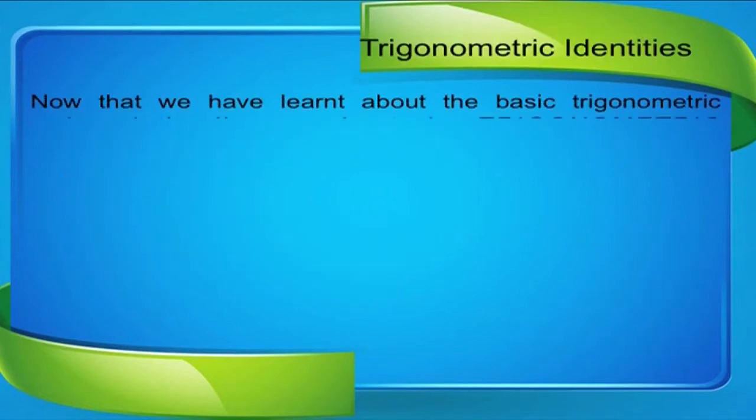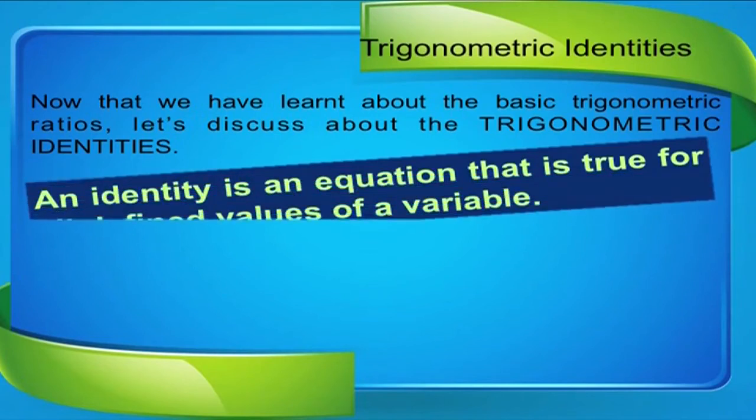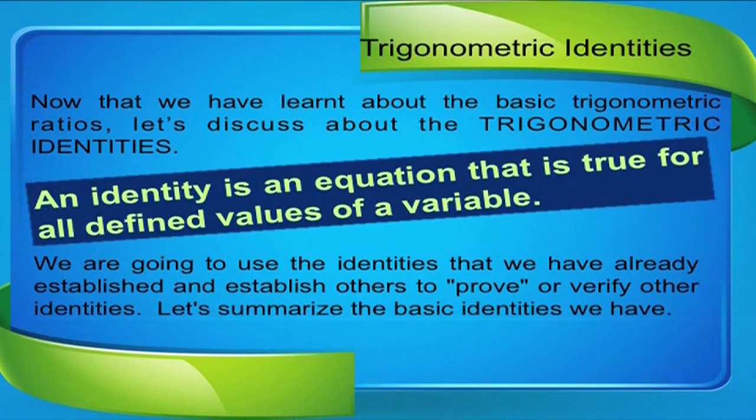Now that we have learnt about the basic trigonometric ratios, let's discuss the trigonometric identities. An identity is an equation that is true for all defined values of a variable. We are going to use the identities that we have already established and establish others to prove or verify other identities. Let us summarize the basic identities we have here.